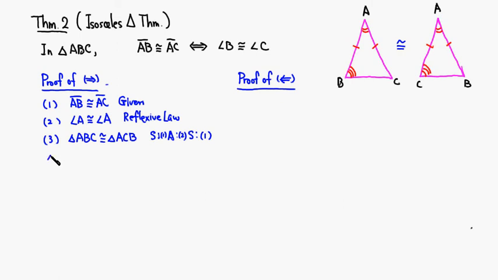So we can make a conclusion. Therefore, angle B is congruent to angle C because these are corresponding parts of congruent figures. So that's the end of the proof in one direction. How about the other direction? Let's assume that angle B is congruent to angle C. So this is given.